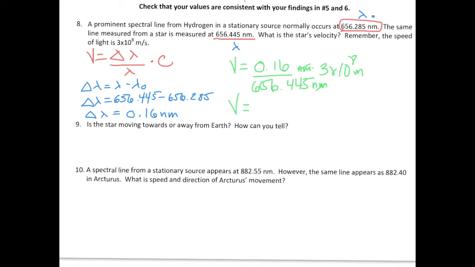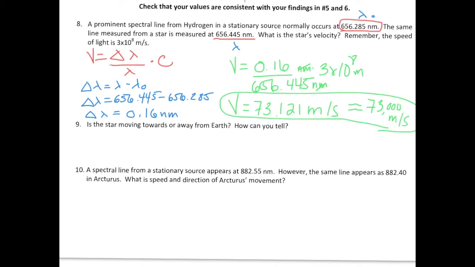giving us a velocity equaling 73,121, etc., meters per second. Now that's really long, so I'm going to estimate that as 73,000 meters per second.